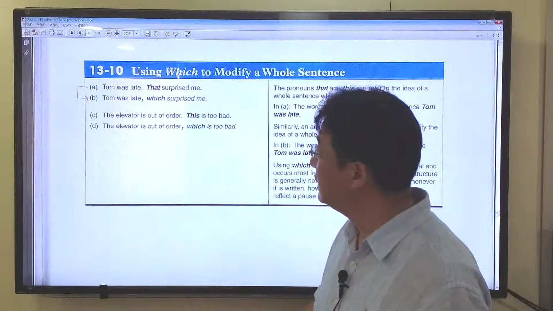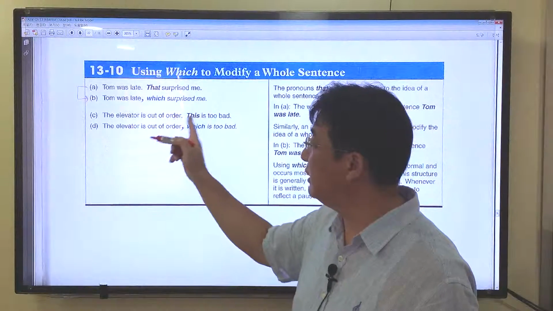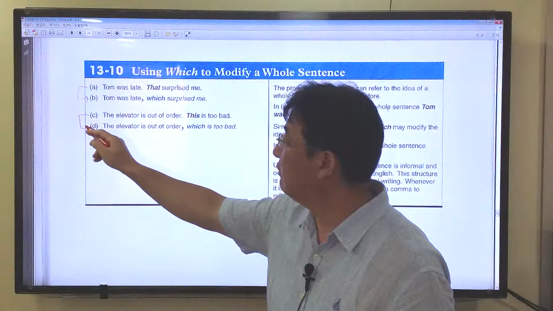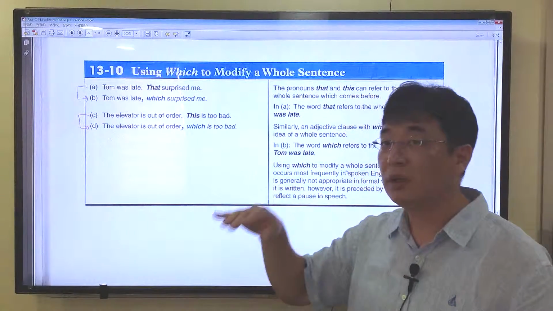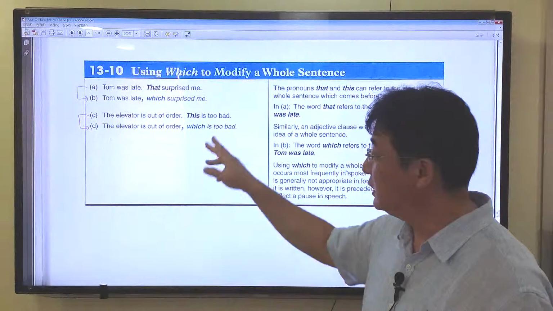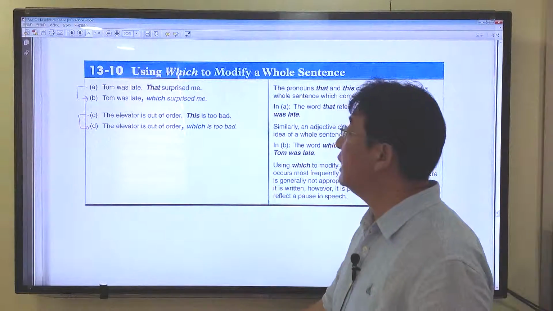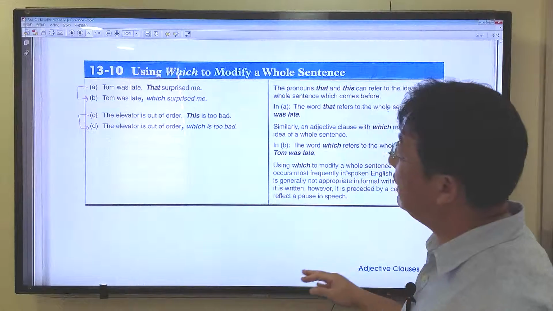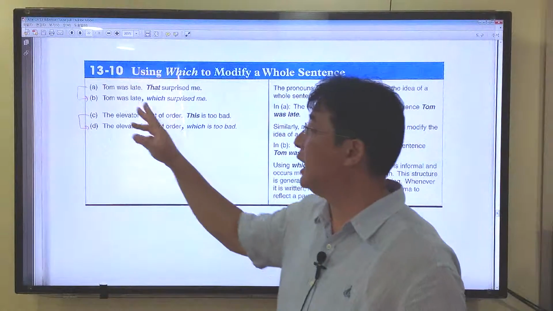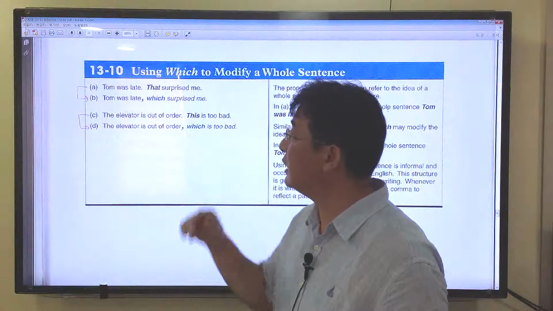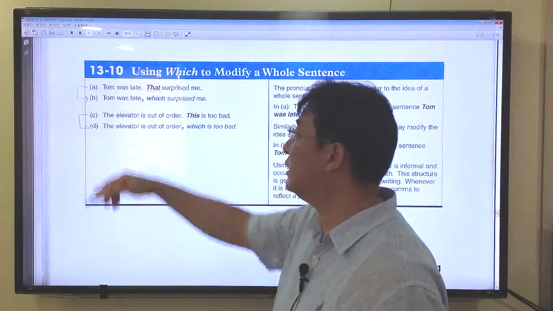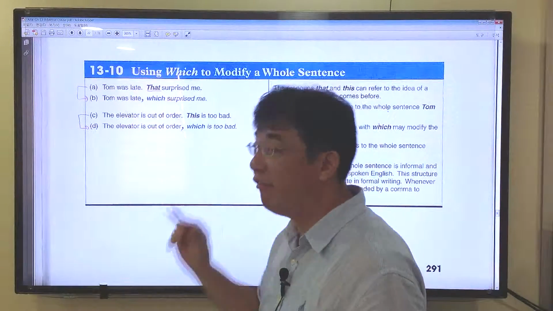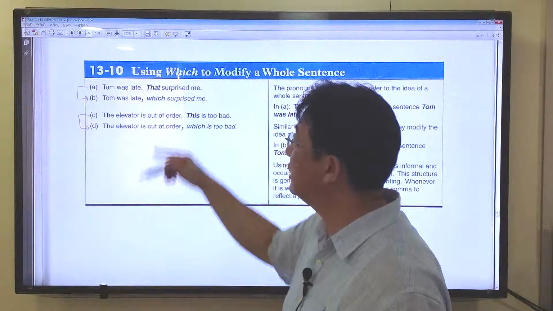자, 그렇습니다. Same as C, two independent sentences converted to a sentence which has one main clause, one dependent clause, which is an adjective clause. 그죠? 자, 보겠습니다. Tom was late. That surprised me. 자, 탐이 늦었고 그것이 나를 놀라게 했다는 겁니다. 그죠? Then this that represents what? The whole sentence. Tom was late. For the fact that Tom was late surprised me.